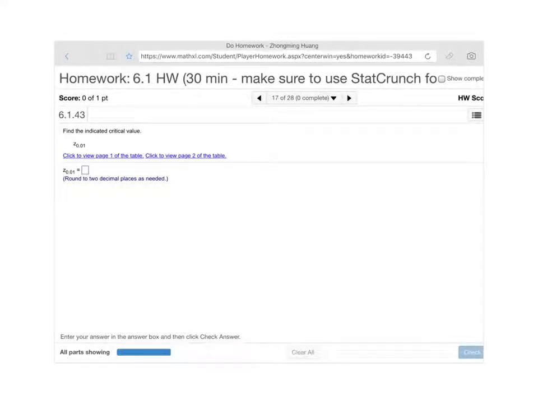This question asks us to find the z value so that the area to the right of this value is 0.01. Graphically speaking, I'm going to draw this standard normal distribution. Why do I draw the standard normal distribution? Because z represents the standard normal distribution.